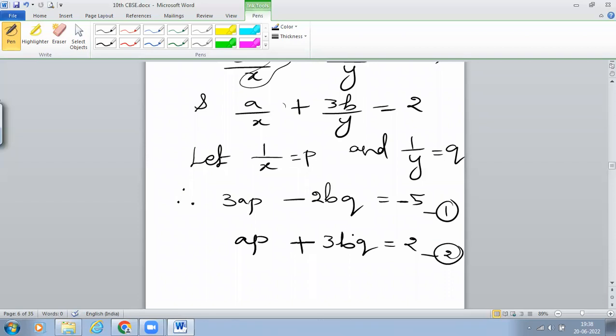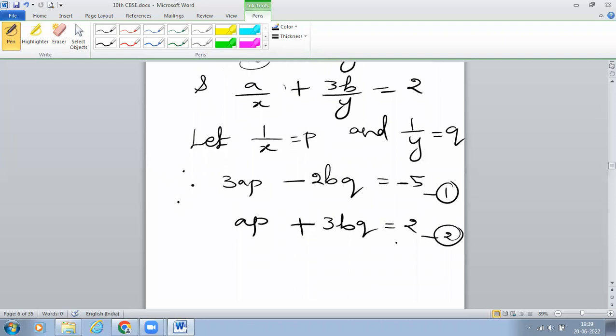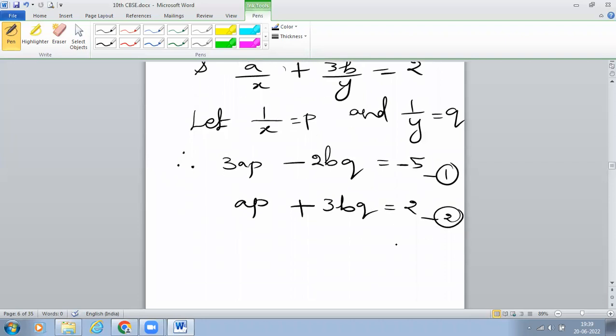Now for these two equations, we have to check whether they have a unique solution, infinitely many solutions, or no solution. For that, we know the rule. So we have to find the values of A1 by A2, B1 by B2, and C1 by C2.